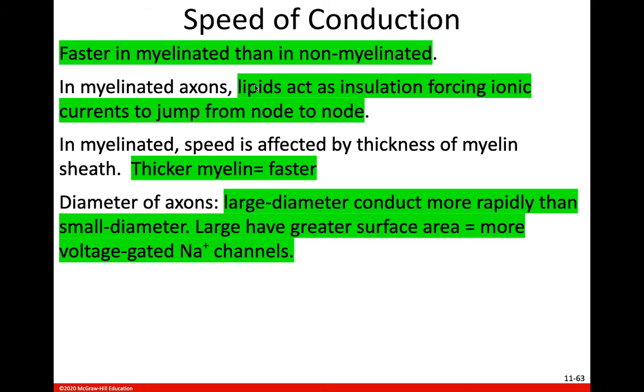Okay. So what are some things that affect the speed of conduction of the action potential in a neuron? Well, first of all, as we just saw, it happens faster in myelinated axons as compared to non-myelinated due to that saltatory conduction. Also, the more myelin you have, the faster the action potential will be conducted. Finally, the larger the diameter of the neuron, the more quickly the action potential will be conducted. Again, because large diameter axons have more surface area, they have more voltage-gated sodium ion channels, which is going to allow for a faster conduction of that action potential.